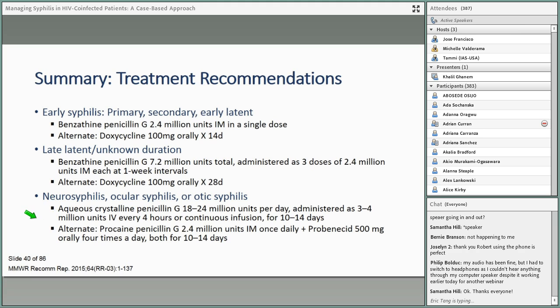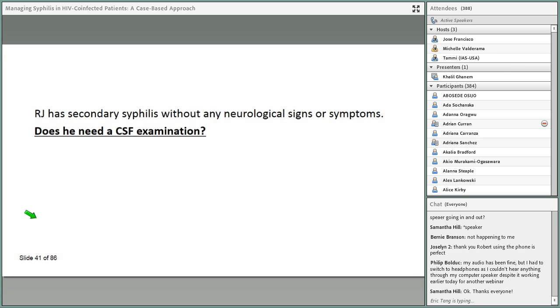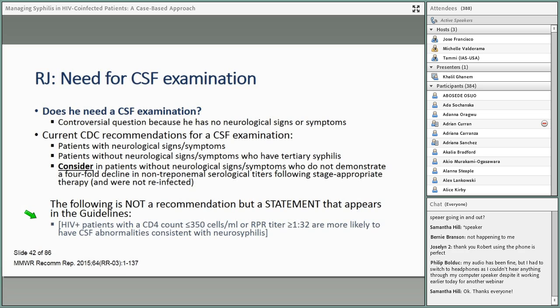Now, what about pregnant women? The only thing you can use for pregnant women is penicillin. You cannot use anything else, including ceftriaxone. You cannot use anything other than penicillin. So if a pregnant woman is allergic to penicillin, admit the patient, desensitize her, and treat her with penicillin. It is very important that pregnant women be treated only with penicillin.